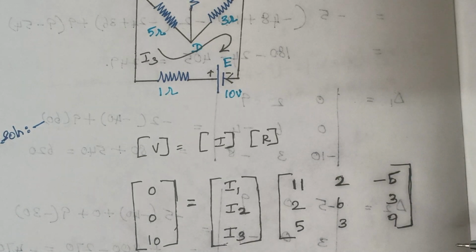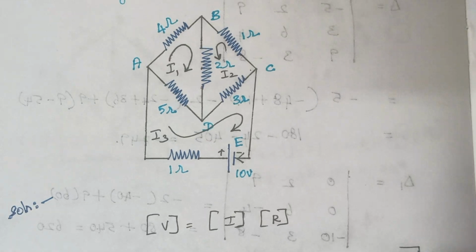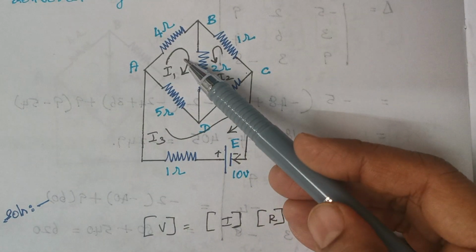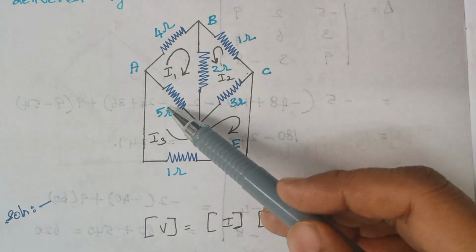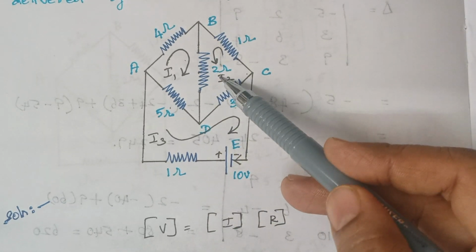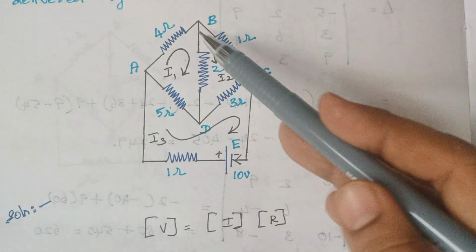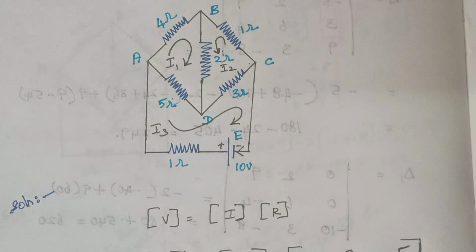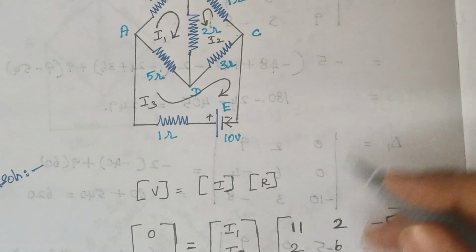in that particular loop. For example, consider loop 1. This loop 1 has 3 resistors, 5, 4 and 2. So 5 plus 4 is 9 and 9 plus 2 is 11. Therefore, the summation of resistance is 11 here.